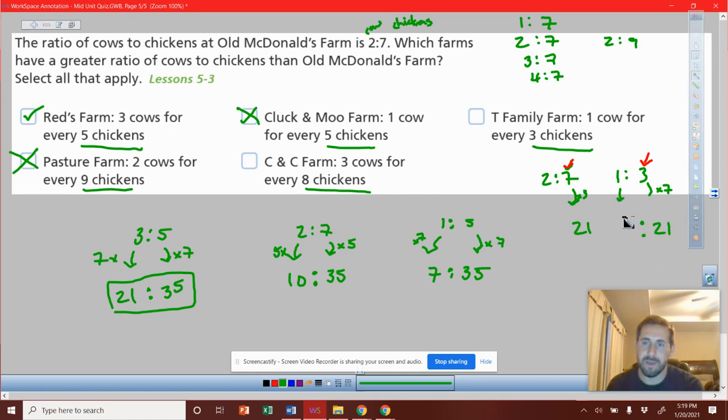So over here, multiply by 7, you get 7. Over here, multiply by 3, and you get 6. So is this one bigger than our 2 to 7? Yes, 7's bigger than 6, so this one works.